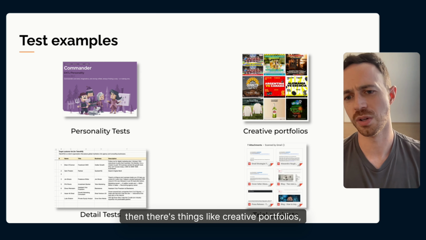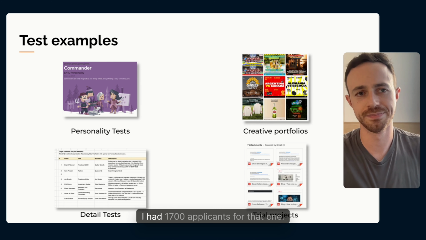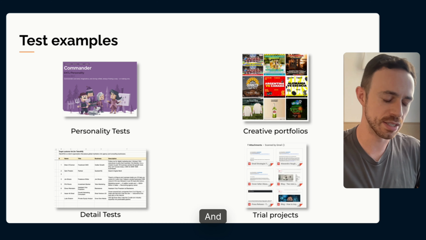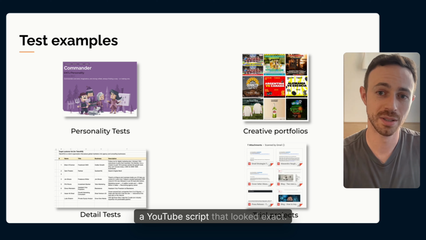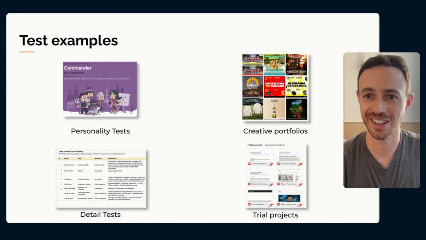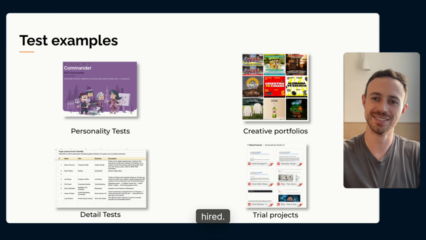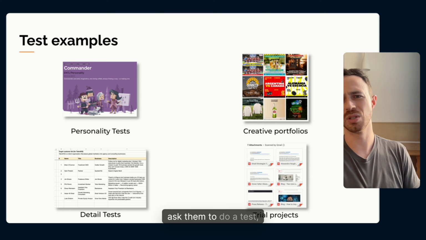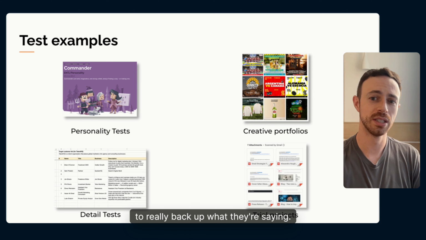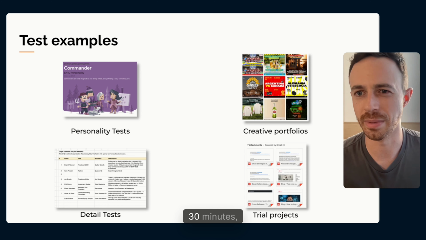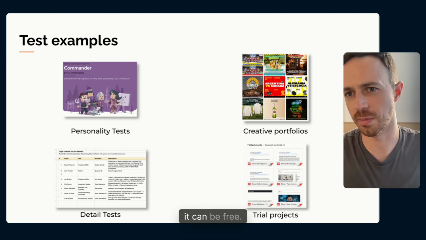But then there are things like creative portfolios and trial projects. For example, my writer is in Brazil, and the way I chose her, I had 1,700 applicants for that one. And she sent me a LinkedIn post and a YouTube script that showed she did her homework. It looked exactly like me and sounded like me. And I was like, all right, great, hired. So if you can, ask them to do a test, personality test, trial project, etc., to really back up what they're saying. If it's longer than, say, 30 minutes, I would pay for it. It'll motivate them to do it. If it's less than 30 minutes, it can be free.